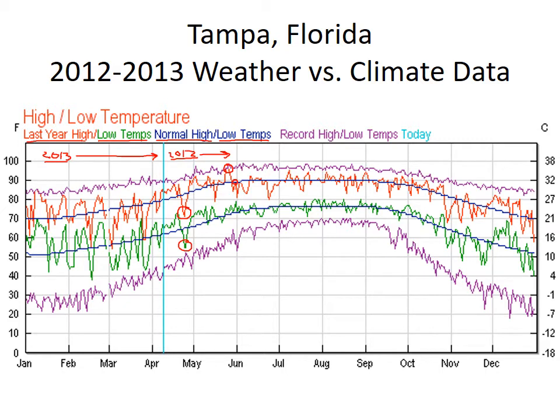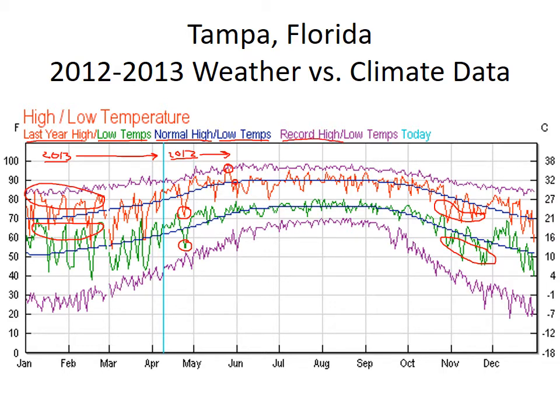So you can see that there are some times of the year, like the winter of 2013, that had much hotter than normal weather, where both the daytime highs and the nighttime lows were higher than normal, whereas there were other periods of the year, like the fall of 2012, where there were some stretches of cooler than normal weather.